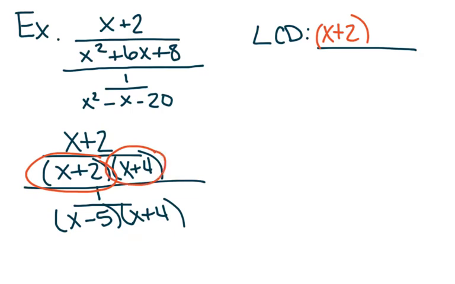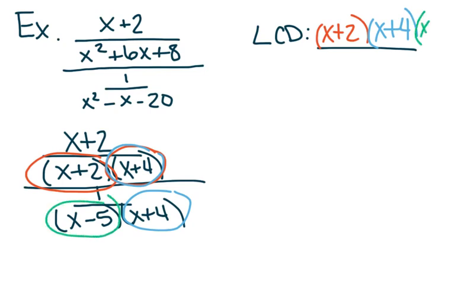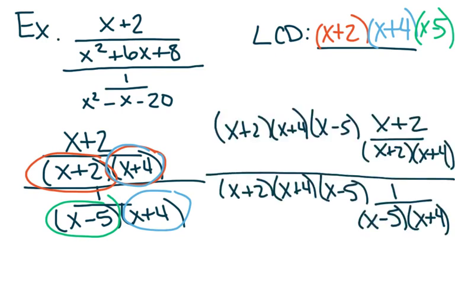Let me do that in a different color. X plus 4. They both have it. I don't need to repeat it. Just one time is fine. And then there's also this x minus 5. So what I want you to do is put that on top of both fractions. Okay, so something similar to this is what you should have written down.